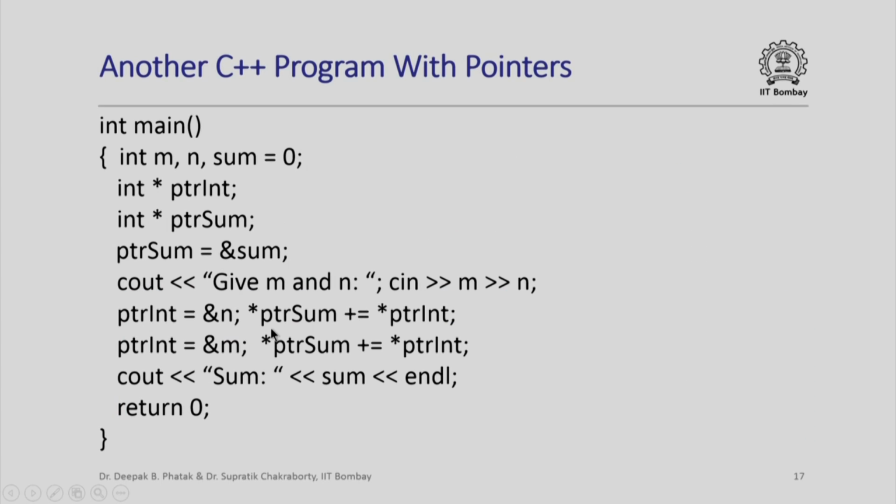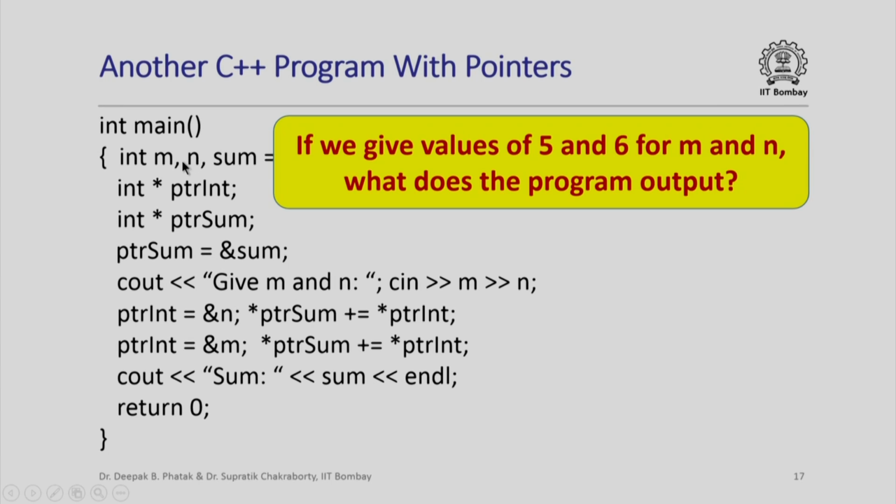Let us see another C++ program where we use this facility to use pointers to update the value of a memory location. So here is a C++ program which has several integer variables and several integer pointer variables, and we read in the value of m and n like we did earlier, and then we print out something called sum over here, and we might ask once again that if we give values of 5 and 6 for m and n, what does the program output?